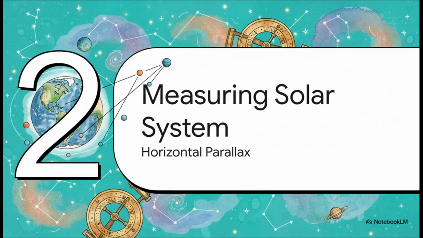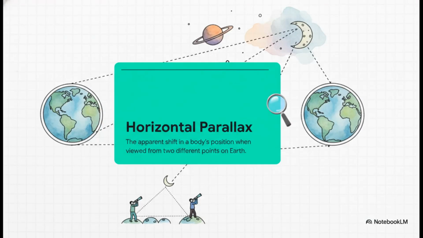Now, let's apply this to our own cosmic backyard. The first technique we'll examine is horizontal parallax. This was the first successful method for gauging the distances to bodies within our solar system. The concept is this. We use the Earth itself as our viewing platform. Imagine 2 observers at 2 different locations on Earth's surface, let's say one in Paris and one in Cape Town. If they both observe the planet Mars at the exact same instant, they will see it projected against a slightly different pattern of background stars. This small apparent shift is the horizontal parallax, and with it, we can triangulate the distance to Mars.